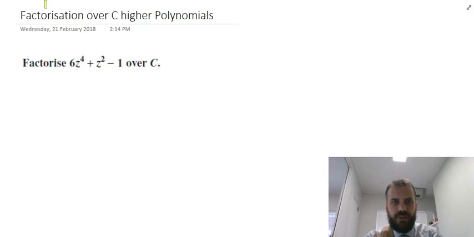Alright, so this time we're factorising over C again, but this time we've got a higher polynomial. So we've got 6z^4 + z^2 - 1. Now, this is a pattern you'll see semi-frequently: z to the 4, z squared. When you see that, alarm bells should go off.